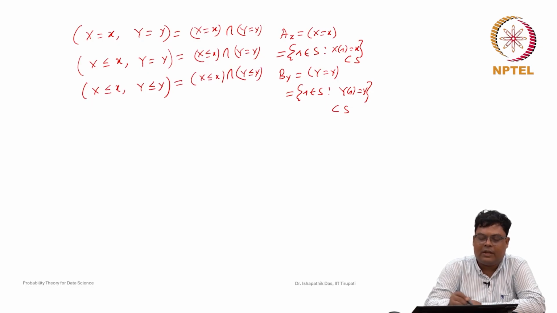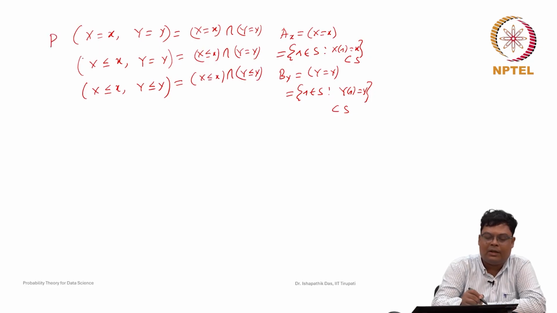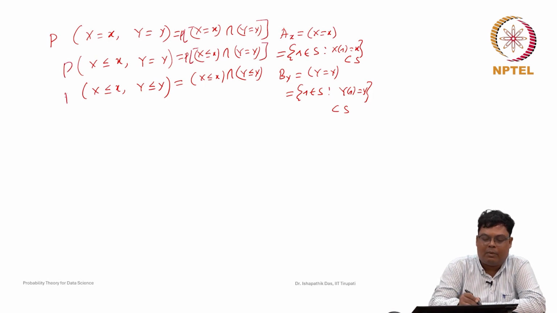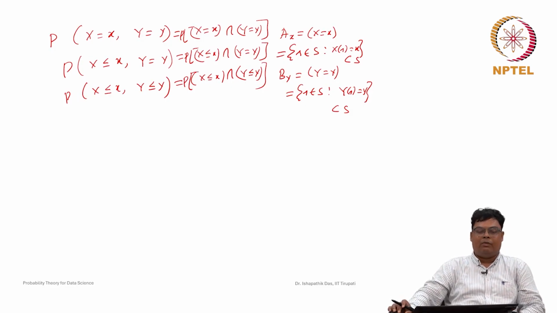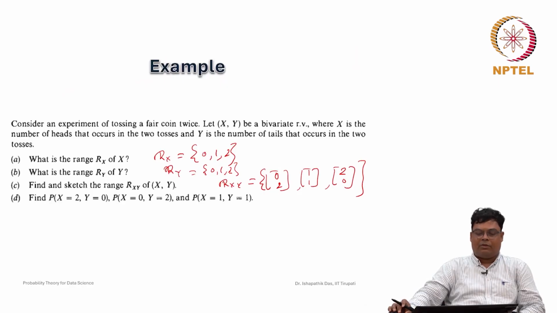So, then we can talk about this probability, which means we are talking about the probability of this event. So, this is just a notation, we have to understand this notation. If you have followed this notation, then we can do some other examples also.